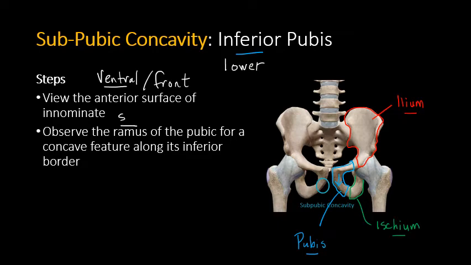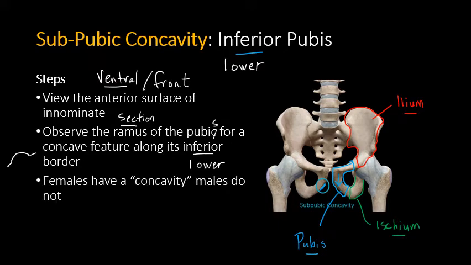Okay, so the ramus is really another word for a section, an elongated section of the pubis. Correct that. For a concave feature, so a feature that's like a cave as such, along its inferior or lower border. So what that means is, again here, I've highlighted that in blue already. I'm just going to add, if we say inferior, we're looking for something in this region. That's where we're interested in looking for a concave feature.